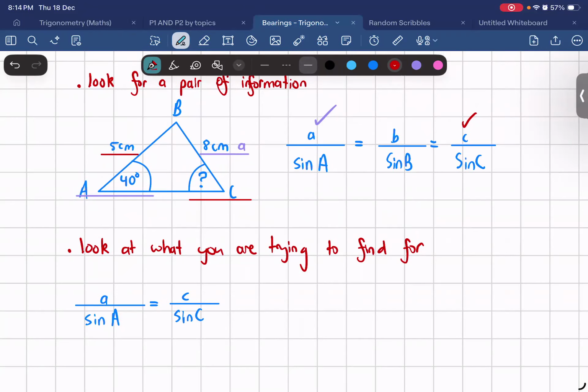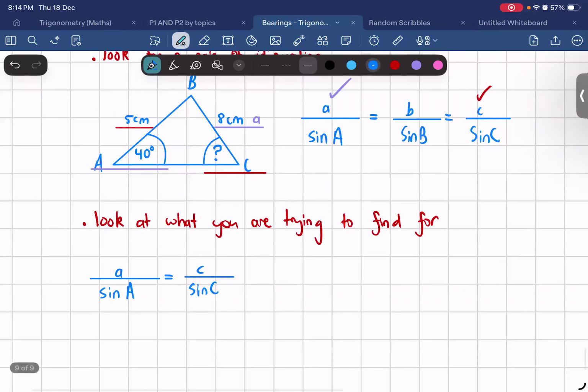So what is length a? Length a would be 8 centimeters. Just put 8. Do we know what angle A is? Yes, 40 degrees, so we're going to put sine 40. Do I know what length c is? 5 centimeters. Do I know what angle C is? No, we don't know angle C.